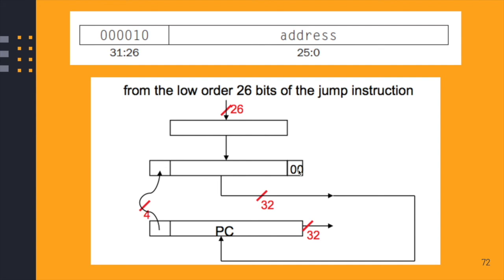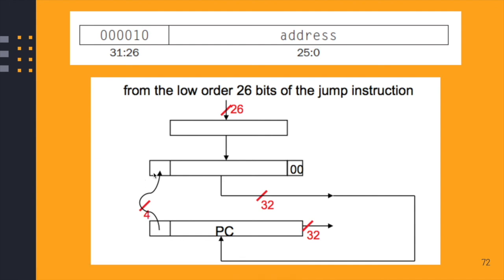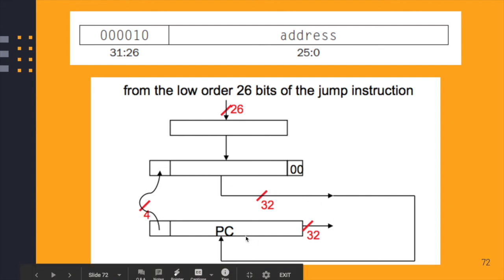Now we have a 28-bit address. We need to make it 32 bits. So we take the most significant 4 bits from the program counter, or the PC, and add them to be the most significant 4 bits of our 28-bit address. Adding 4 bits to 28 bits will result in 32 bits. This will be our final address, which we will update the program counter with, so as to perform the jump operation.